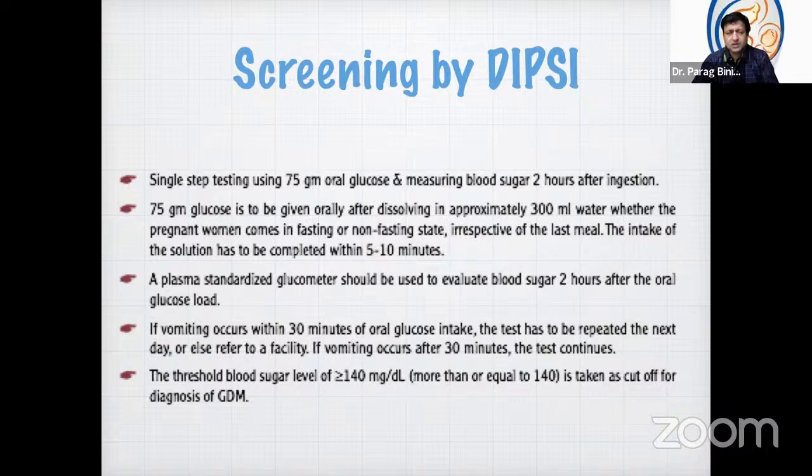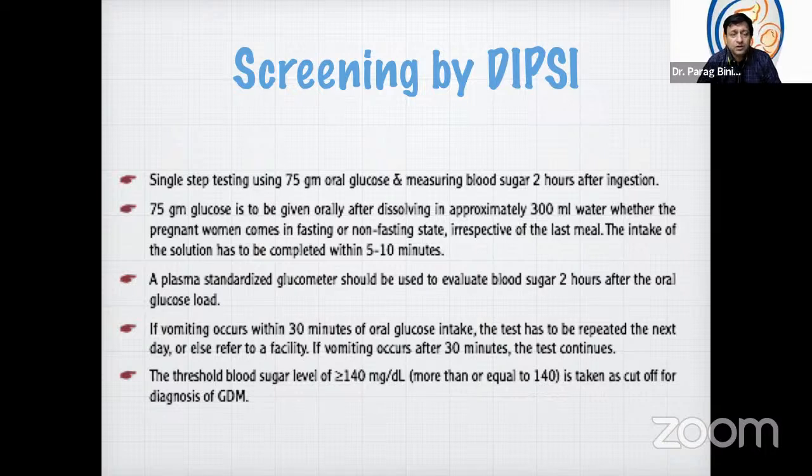So this is a single step test described by DIPSI, that is the Diabetes in Pregnancy Study Group of India, which involves using 75 grams of oral glucose and measuring blood sugar 2 hours after its ingestion. So the woman is asked to take 75 grams of glucose. This is typically anhydrous glucose, which is added to about 300 ml of water. And this solution has to be consumed within a span of 5 to 10 minutes.